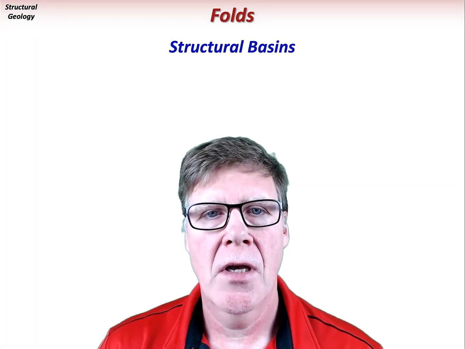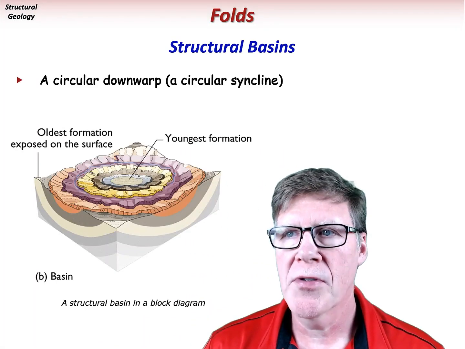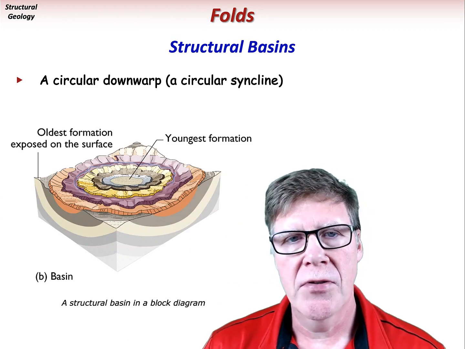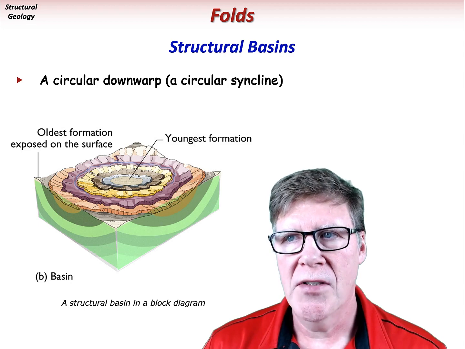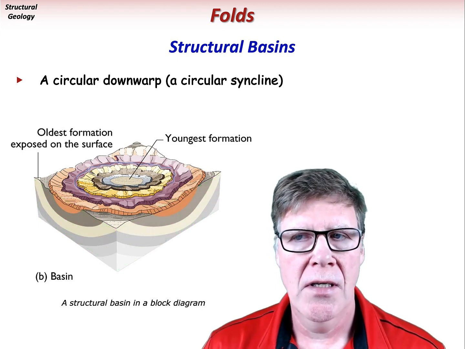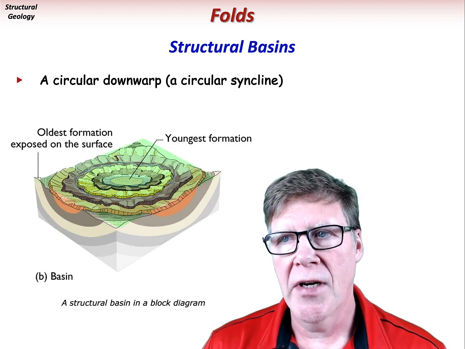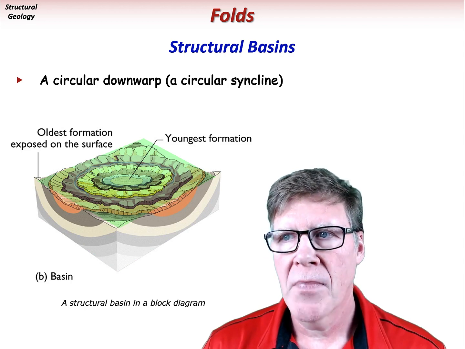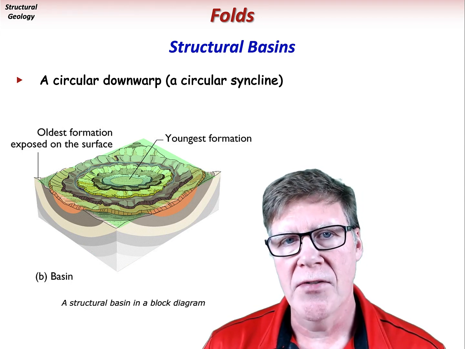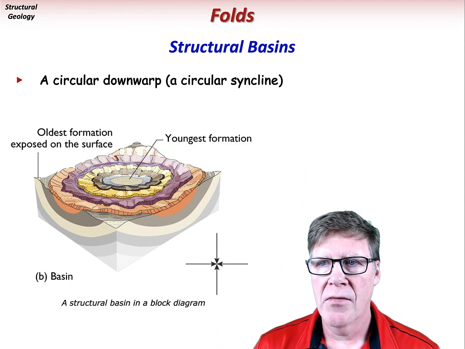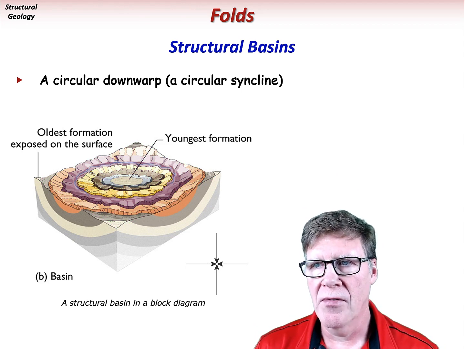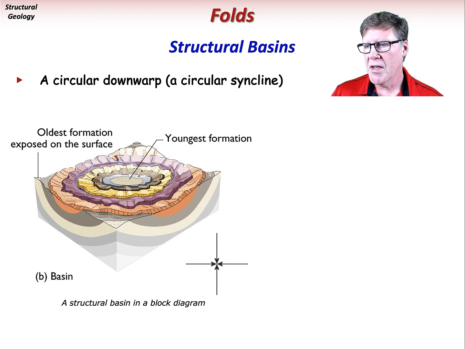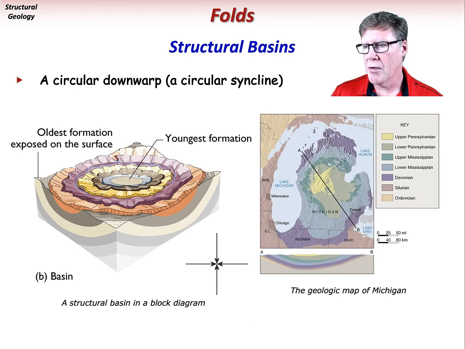Structural basins are large circular downwarps that are essentially equivalent to circular synclines. Like synclines, structural basins point downward in cross-section. And in map view, the youngest layers are located in the center and dip toward the center from all directions. The map symbol for a structural basin has 4 arrows pointing towards the center of the fold. The state of Michigan is more or less centered on a large structural basin.